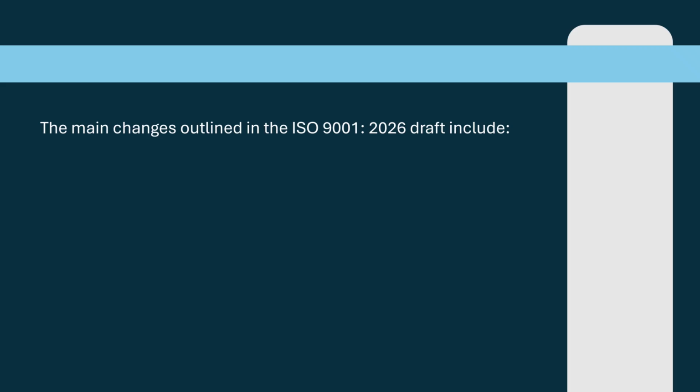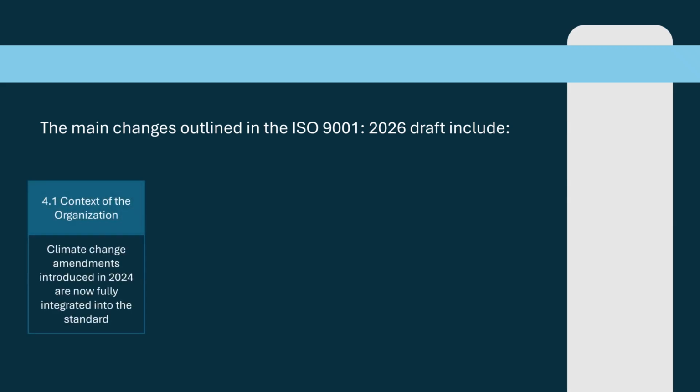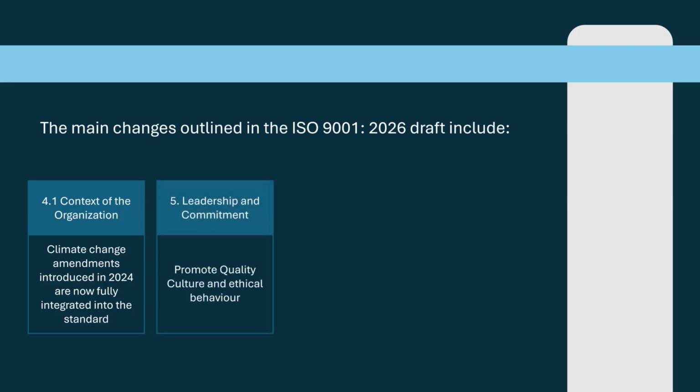Even so, the main changes outlined in the ISO 9001-2026 draft include: in clause 4.1, context of the organization, climate change amendments introduced in 2024 are now fully integrated into the standard. Updates to the section on leadership and commitment to further promote quality culture and ethical behavior. This includes new guidance on how these principles should be demonstrated.